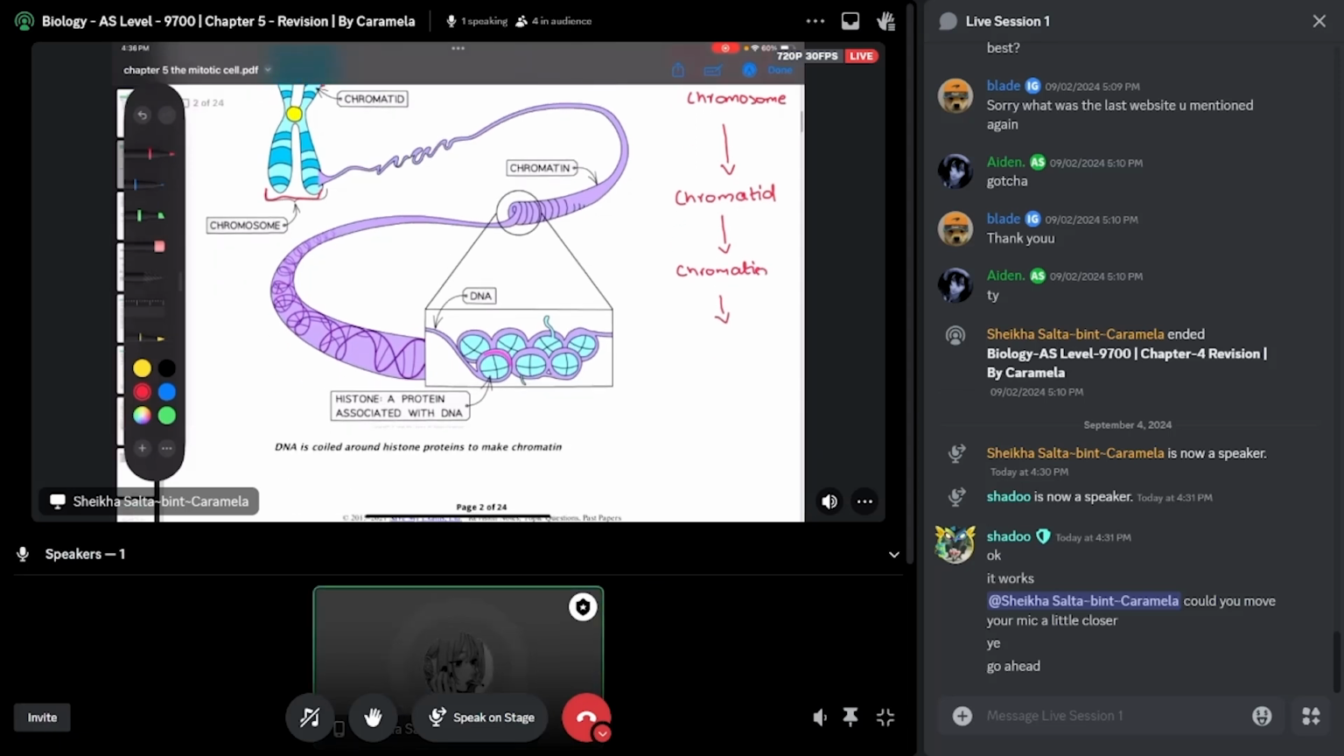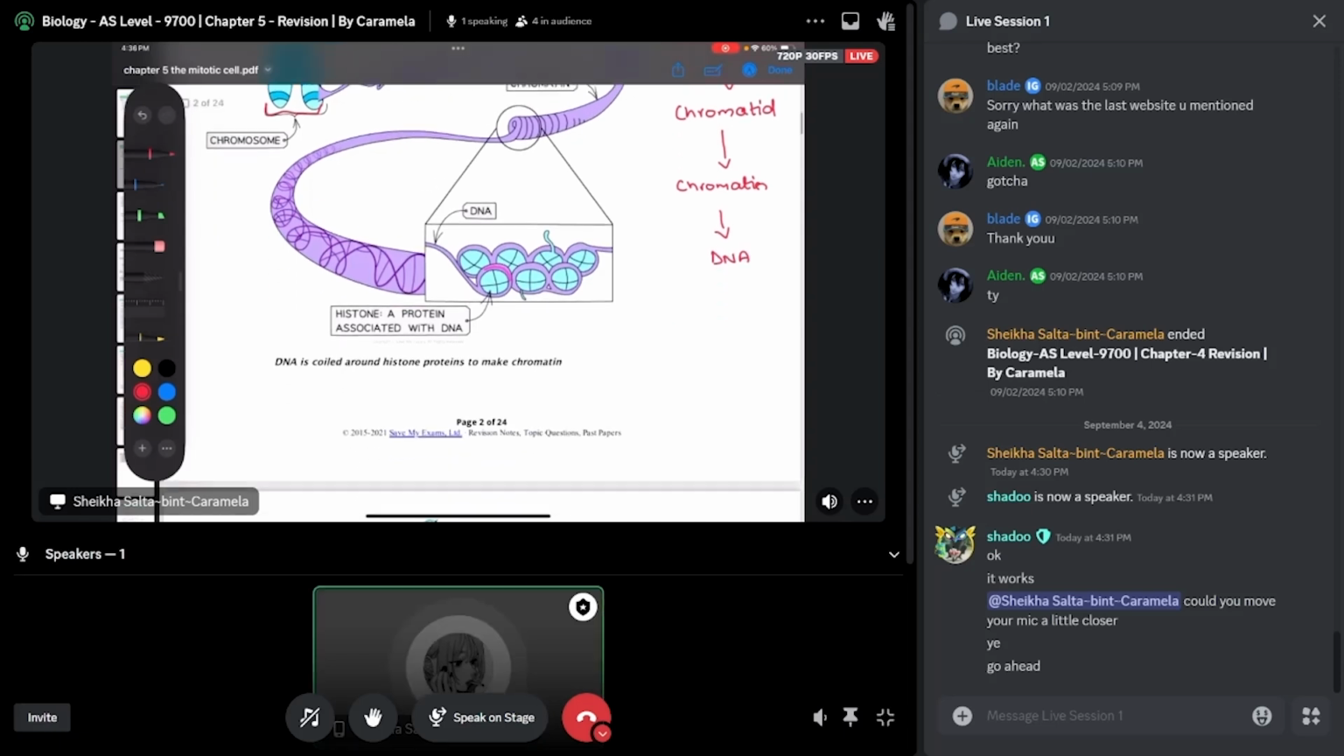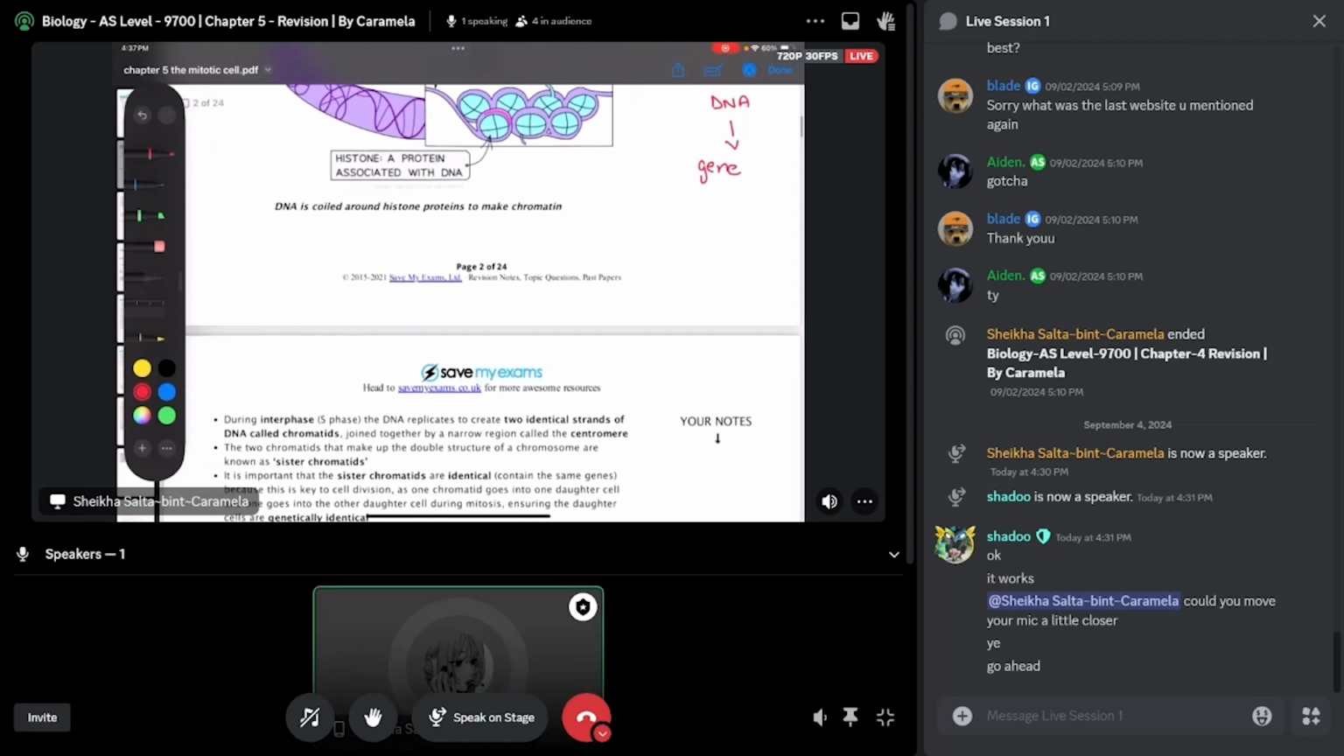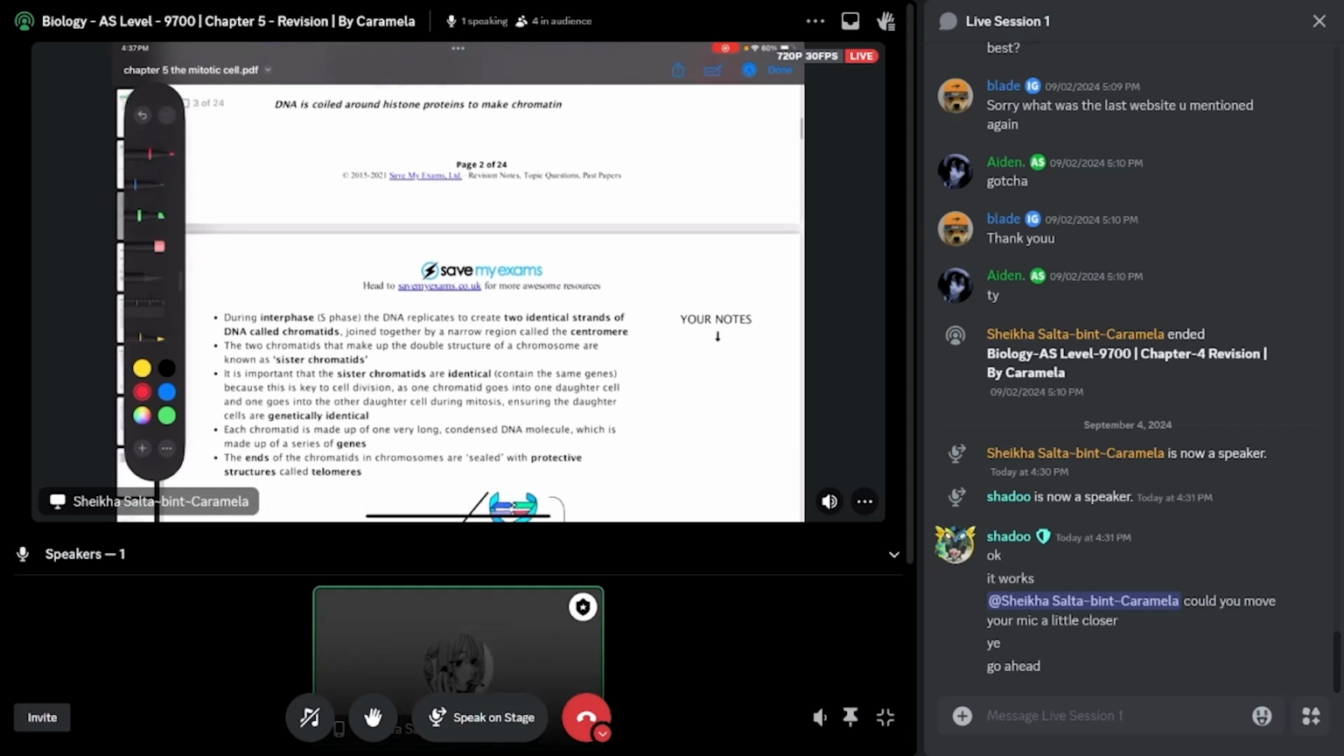And this chromatin is made up of DNA strands, right? So the DNA, and then DNA contains genes. So that would be the order from big to small. A gene is basically a base sequence of DNA, so whatever the bases are basically called genes.